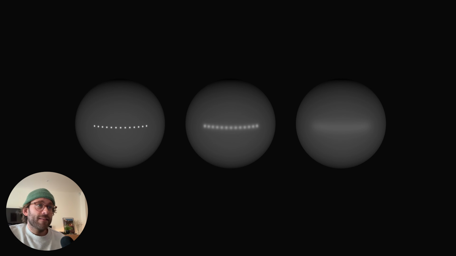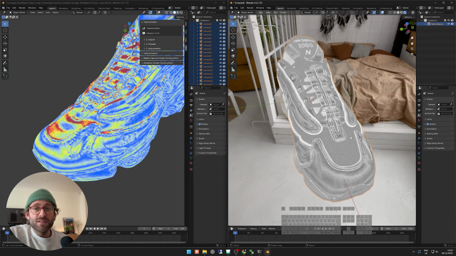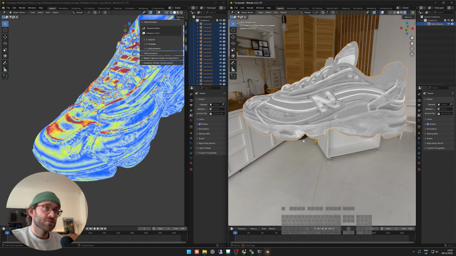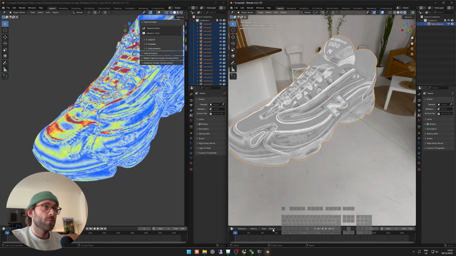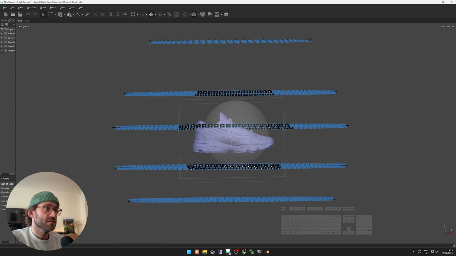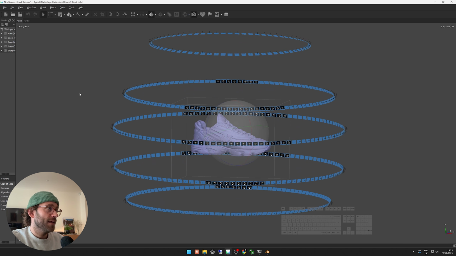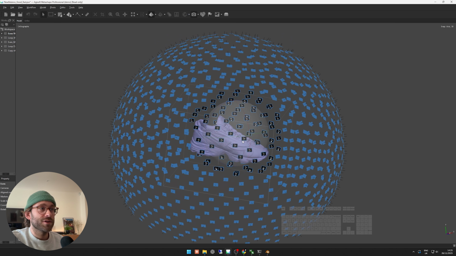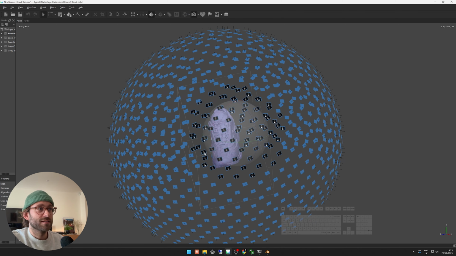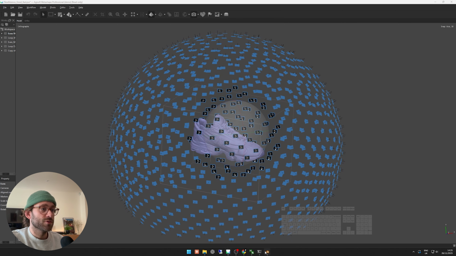So getting good coverage isn't just about having lots of cameras. It's about having evenly spaced cameras. So we've scanned this object twice. We've scanned it once with this phase pattern where we've done loops. And then I've also scanned it with pretty much the same amount of cameras, but now they're really evenly spaced. So let's have a look at how this prediction comes out.